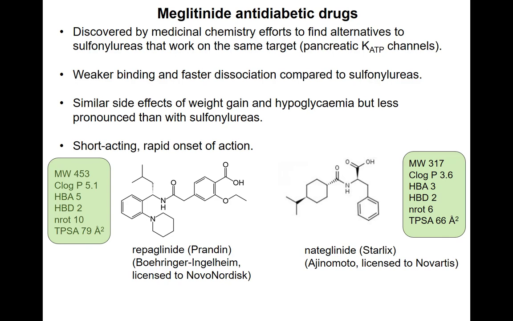And here are the two examples, and you'll see again in terms of their physicochemical properties, they're quite similar and orally bioavailable drugs, molecular weights below 500. Their log P is a little bit on the high side perhaps, especially with repaglinide, but still all right for oral absorption. And repaglinide on the left is a drug that came from Boehringer Ingelheim and was later licensed to Novo Nordisk, who are one of the companies that specialize in diabetic therapeutics.